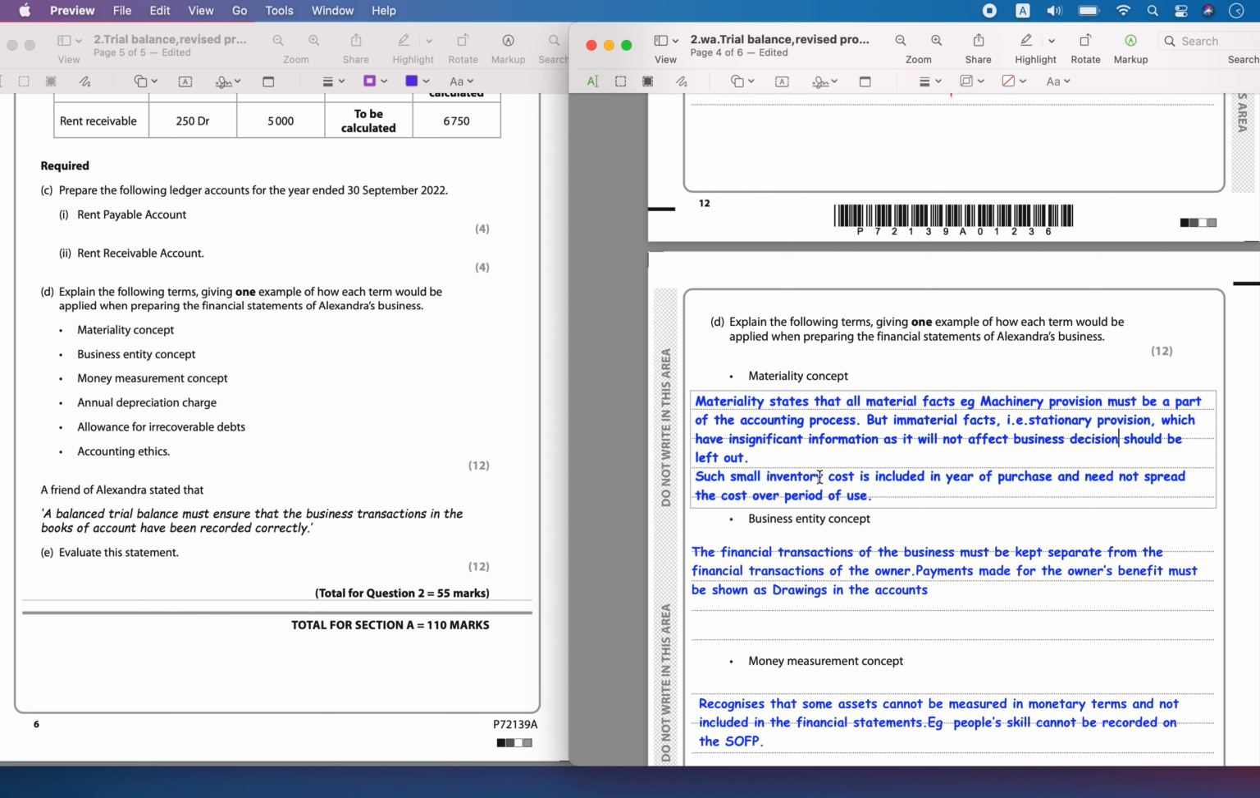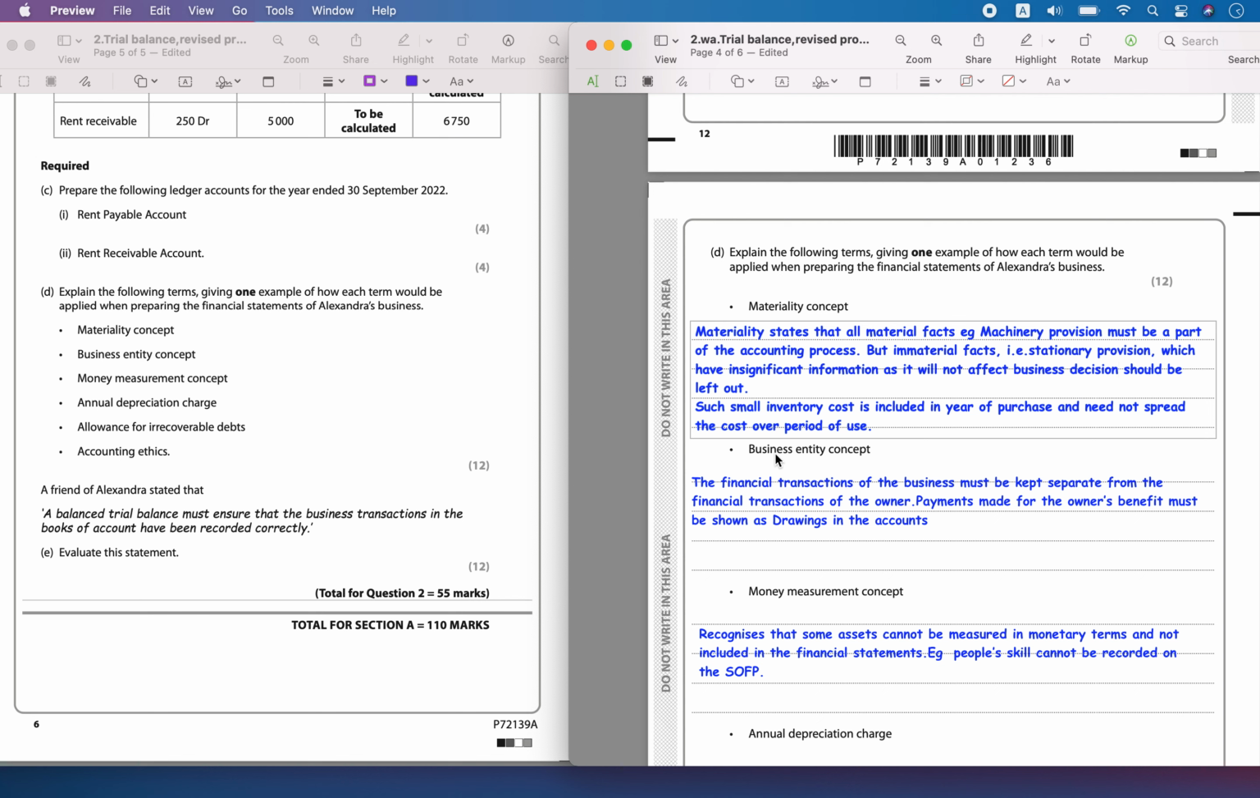So, for example, such small inventory cost is included in the year of purchase, but you need not spread the usage cost over a period of use. You just include the cost in the same year and continue to use that material for the forthcoming year. Usually we create a machinery provision because we understand that the asset will deteriorate and we include it as an expense. But for small inventories you can ignore any provision.